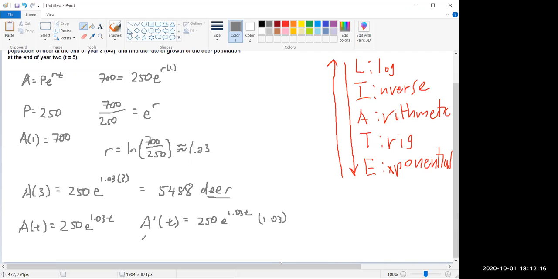So if we wanted to find the rate of growth at the end of year 2, then you would find A prime of 2. Or if it was year 5, you would do A prime of 5, right? So this would be 250 e to the 1.03 times 2, times 1.03. Okay, and then you'll get your answer for that. Any questions on that?